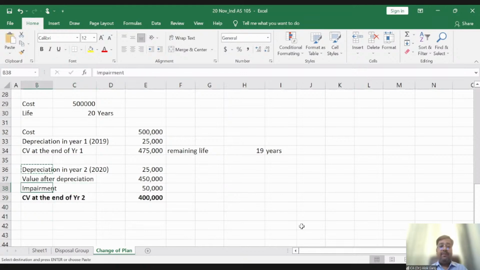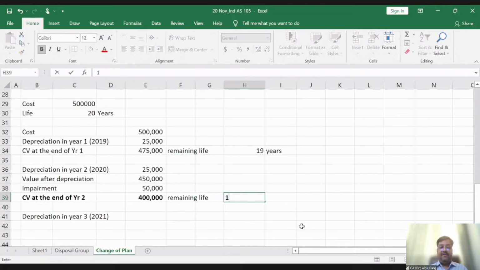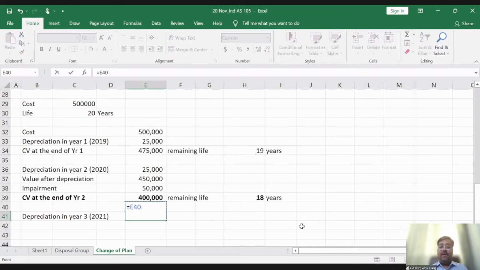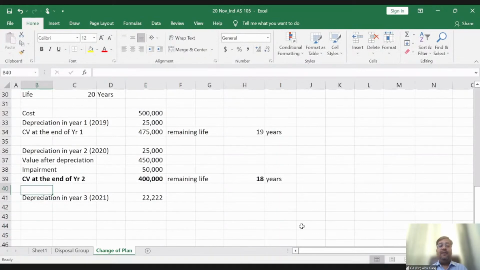Now, what is the depreciation in year three, which is your 2021? Remaining life, 18 years. What is the opening value for computing depreciation? It is 4 lakh rupees. So again, 4 lakh divided by 18 years, which is 22,222.